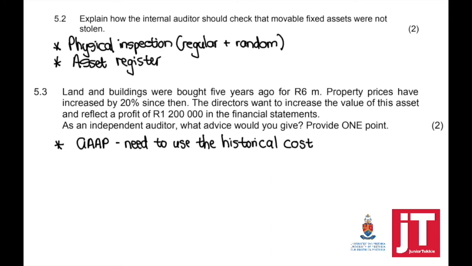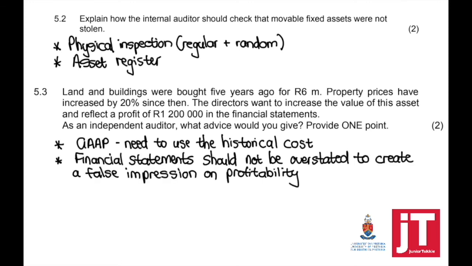Because of the GAAP principle, we need to use the historical cost. What was the original cost? The financial statements should not be overstated to create a false impression of profitability, because that's what's going to happen. Just because our asset is worth a lot more now doesn't necessarily mean that I'm going to get that when I sell my asset. It all depends on what the markets are doing. There could be tax implications. So for that reason, we always show it at the historical cost.